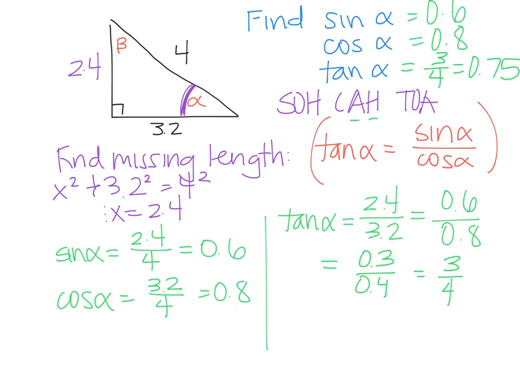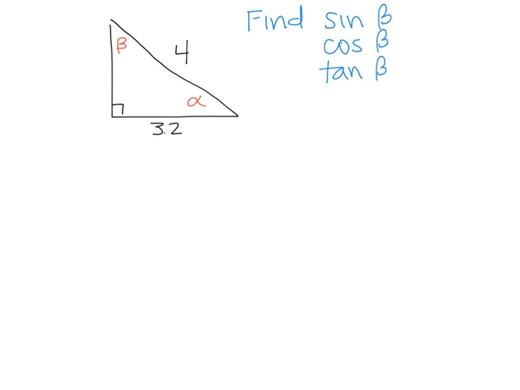All right, why don't you take a minute and find the sine, cosine, and tangent of beta. So again, you're missing a side. Think about what we had to do, and then think about, are you over here at alpha or are you here at beta? So take some time and do this, and this is where we'll start off with class.